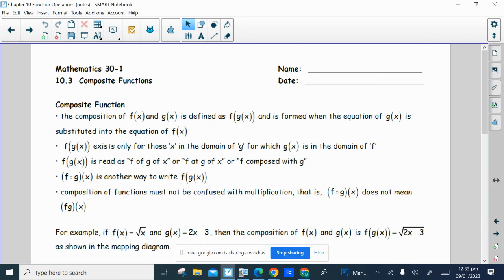Okay, chapter 10. We should be done this on Wednesday, so Thursday we'll start our last chapter, chapter 11, on permutations and combinations.